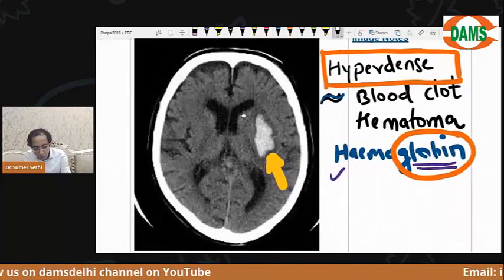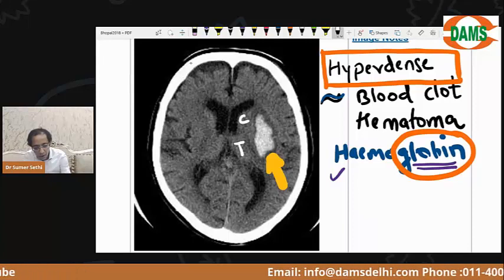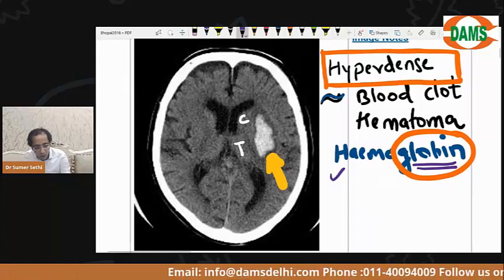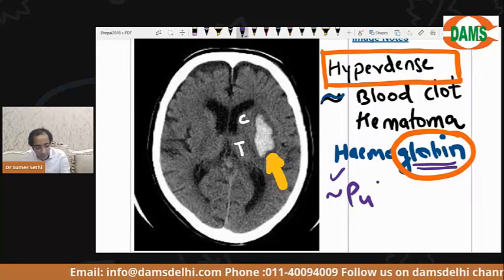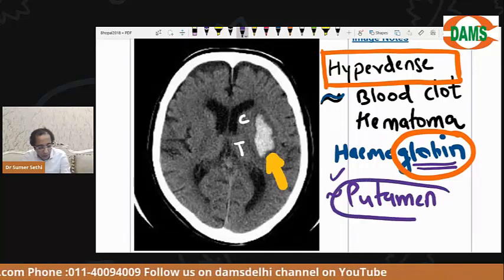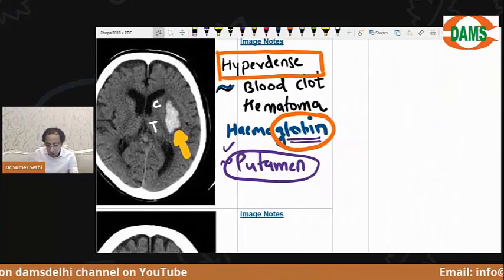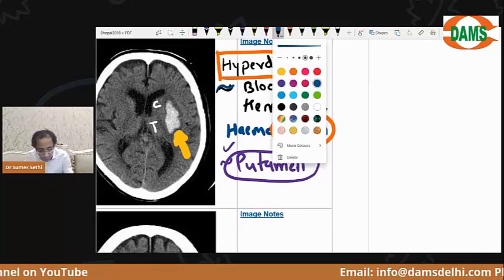Now, where is the hemorrhage located? Is it located in the caudate nucleus? No. Thalamus? No. It is located in the putamen. This hemorrhage is located in the putamen. Are you clear with this or not? Now, what is the blood supply of putamen?